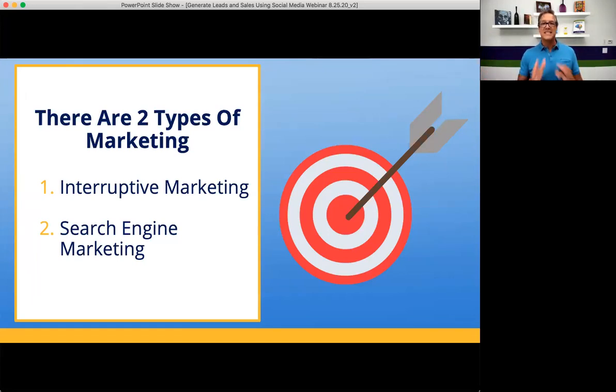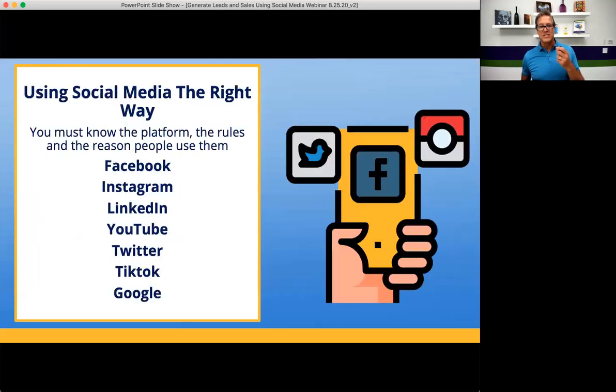Does this make sense that these two different types of marketing require two different types of methods in order to connect with people and to help them? Does that make sense? And so if you're doing the wrong type of marketing in social media, you're not going to be very successful. You might be working hard, but it really won't make a lot of difference. And if you're doing the wrong type of marketing in search, then it's not going to make a difference. You're going to spend a lot of money. So I'll show you some stuff.